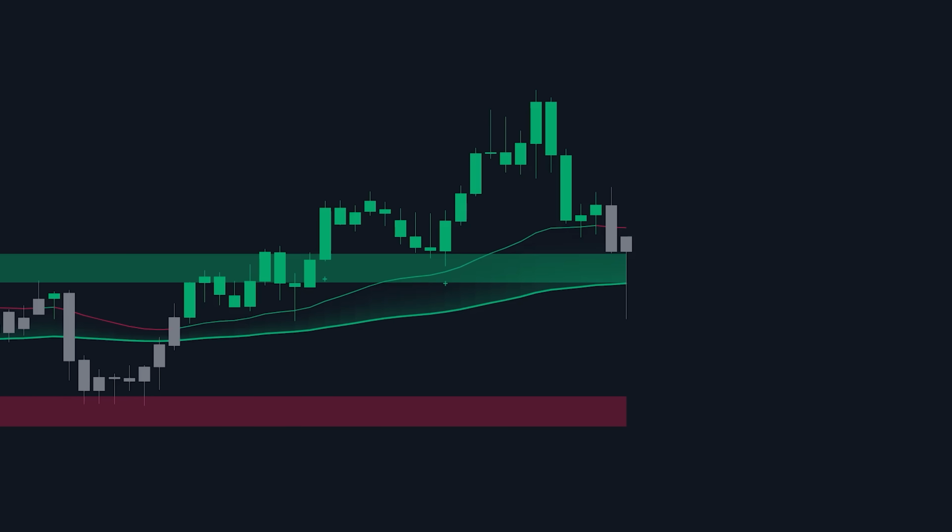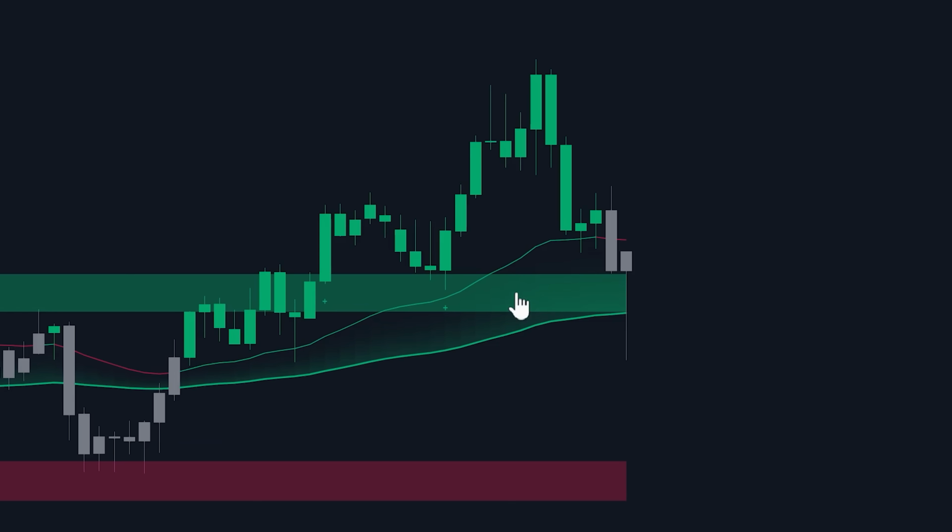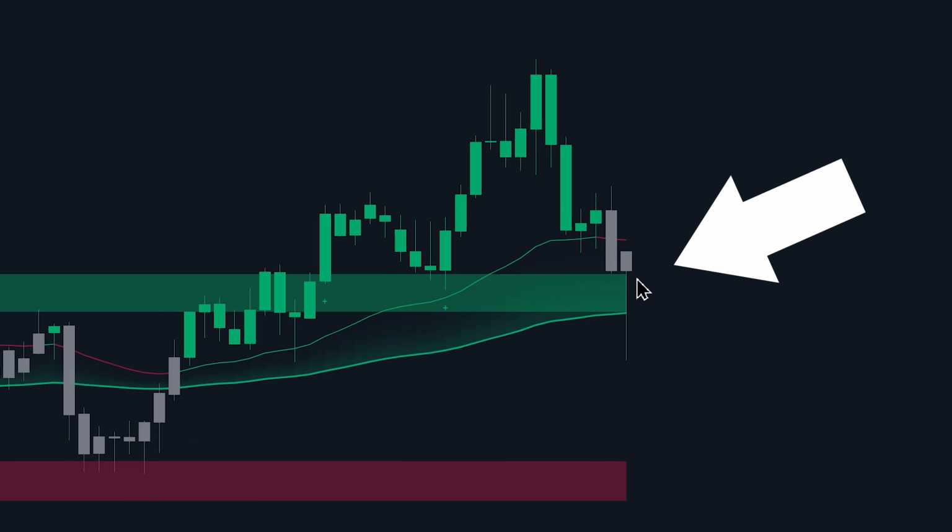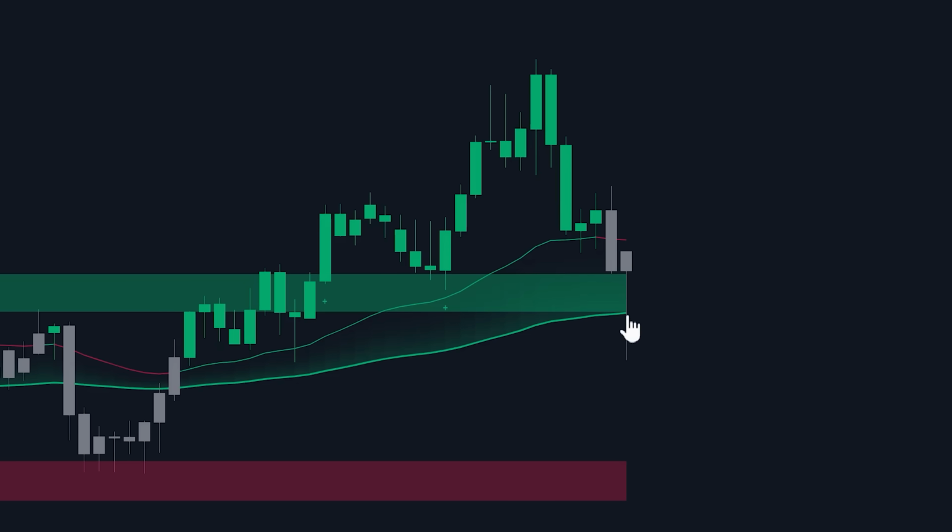If it closes under the level, the entry will become invalid because that support level would be considered broken, hence invalidated. So right here we can see that it touched the level with a wick, which means it's a valid retest as well as a valid pullback.